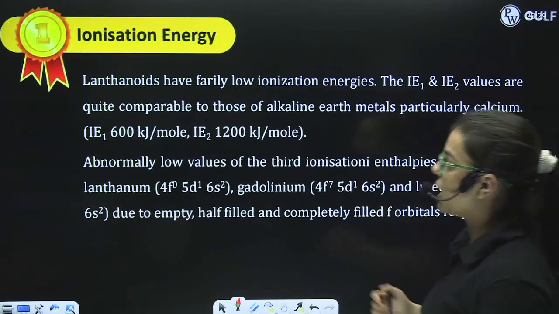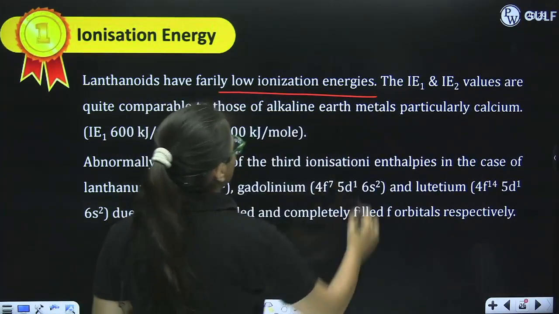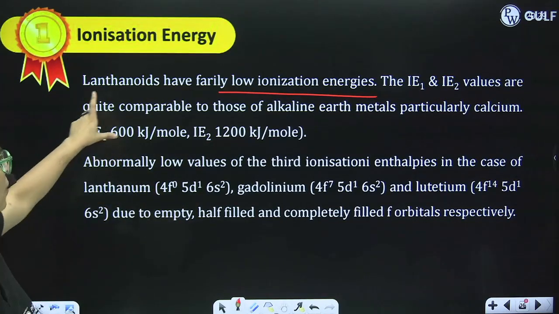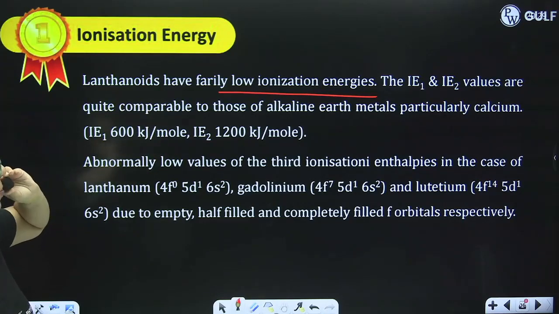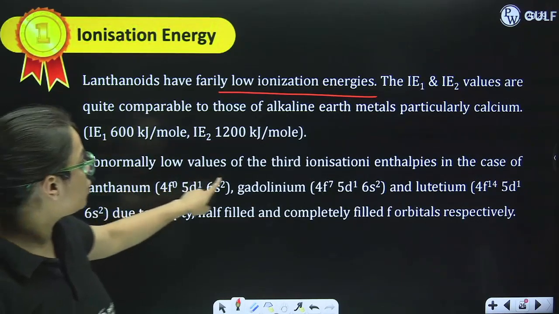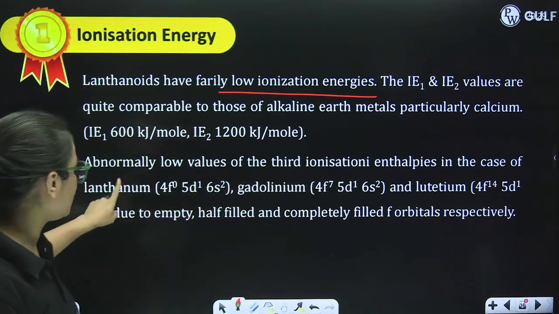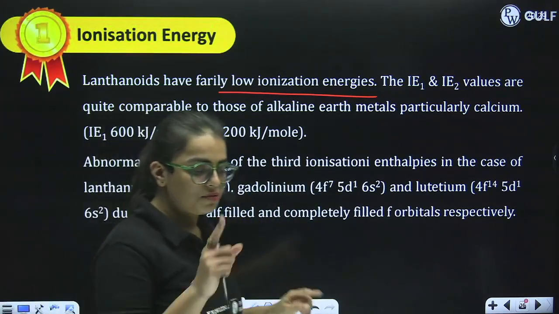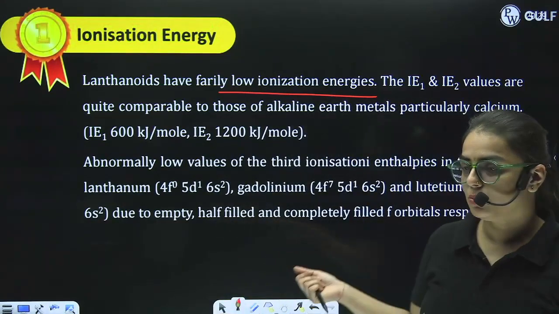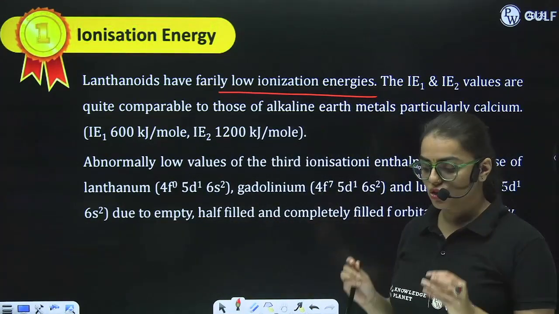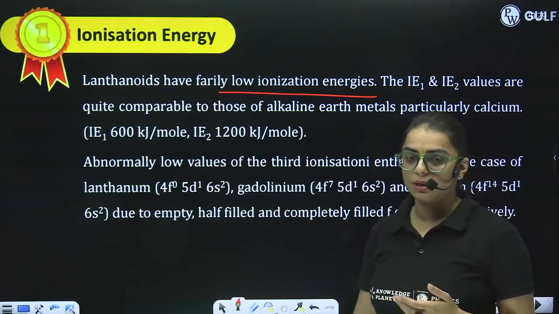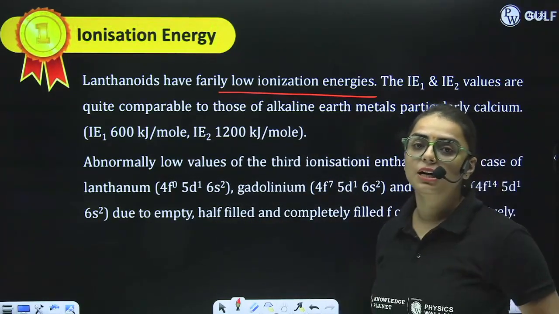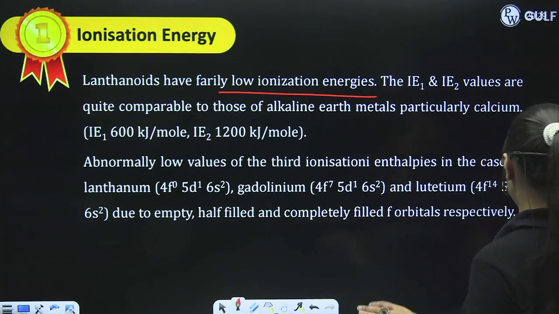Next part is, let's talk about ionization energy. So they have fairly low ionization energy values, students, in comparison to the alkaline earth metals. Their values are quite comparable, if you talk particularly about calcium. Abnormally low values of the third ionization enthalpies in the case of lanthanum, gadolinium and lutetium. Now what is third ionization energy? First you will take one electron out from the outermost shell, you'll give energy, that is first ionization energy given, so that first electron can be liberated. Then you will give second, then you will give third. That means the third electron that is being liberated, that is third ionization energy, right?